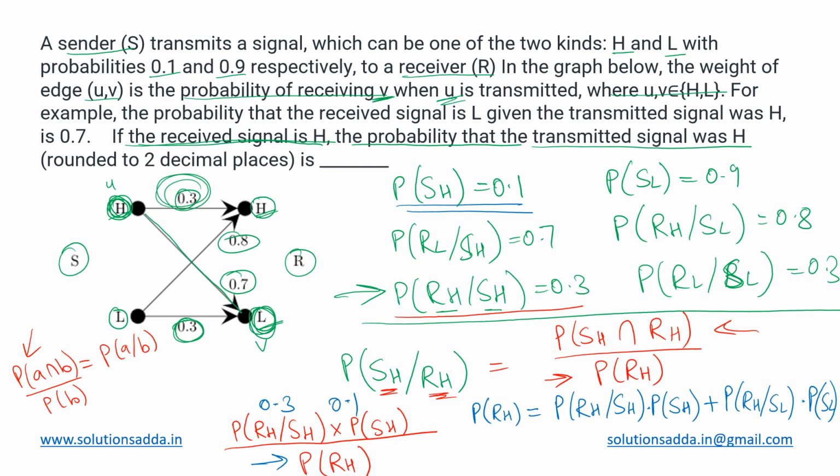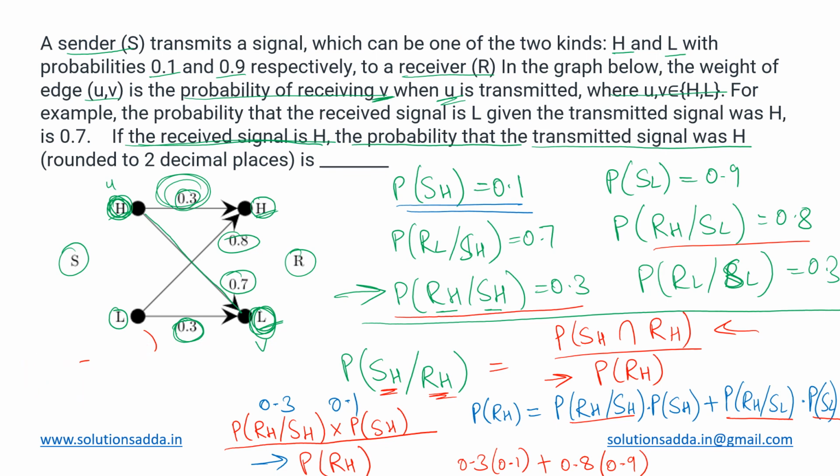Let us calculate it. This we already know is 0.3. Sending H is 0.1, plus this we also already know, it is 0.8, and for sending L it is 0.9. So we calculate that on the left side, where we have some space. This will be 0.03 plus 0.72, equal to 0.75. So this is our denominator.